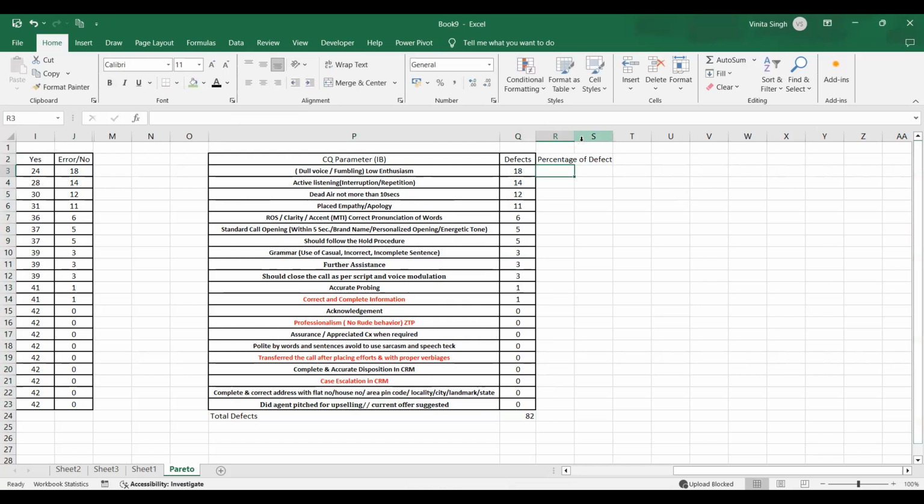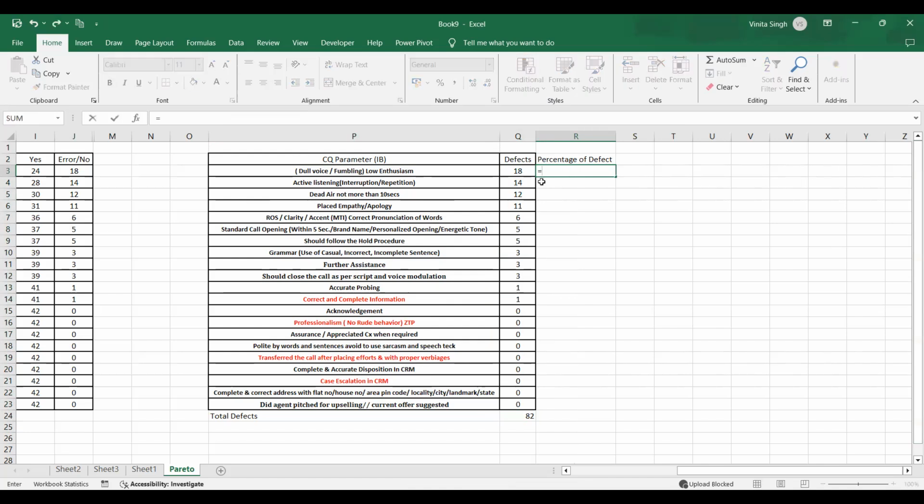Percentage of defect, each defect's percentage versus 82. So 18 divided by 82, right? Into 100. Now I'll block it with the dollar sign.